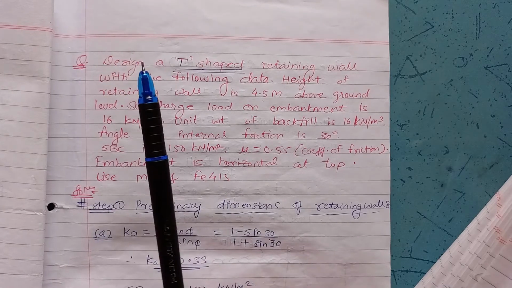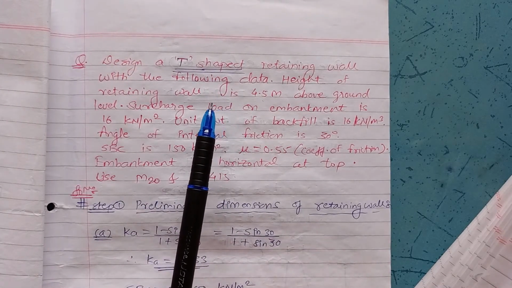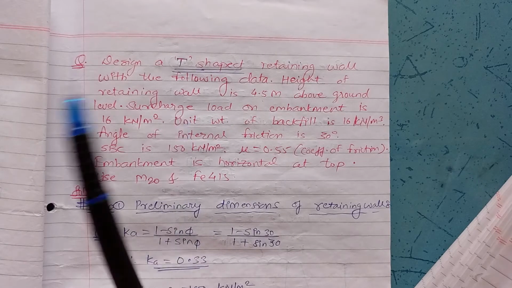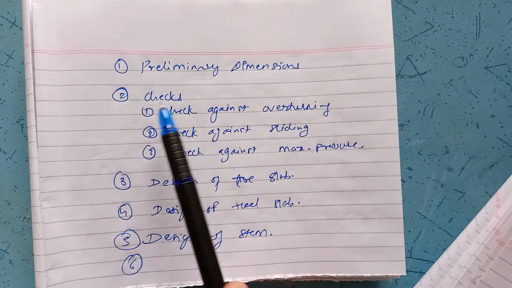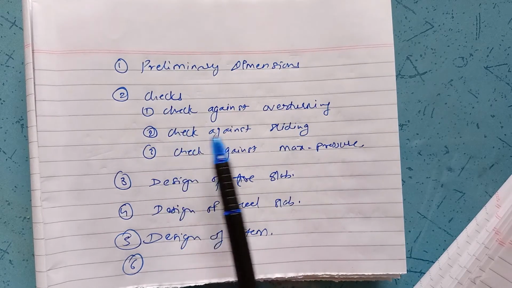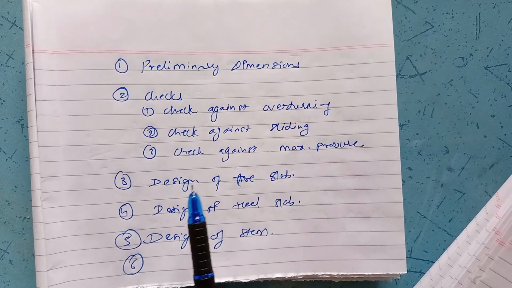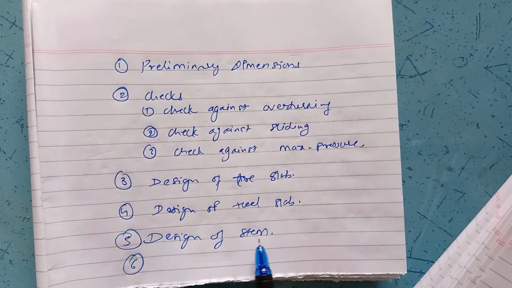From the previous three videos, we have started the design of a T-shaped cantilever retaining wall. This was our problem statement, and till now we have completed a total of 5 steps. The first step was the preliminary dimensions. The second step was to give various checks, that is, check against overturning, check against sliding, and check against maximum pressure. The third step was design of toe slab. Next was design of heel slab. The fifth step was design of stem.